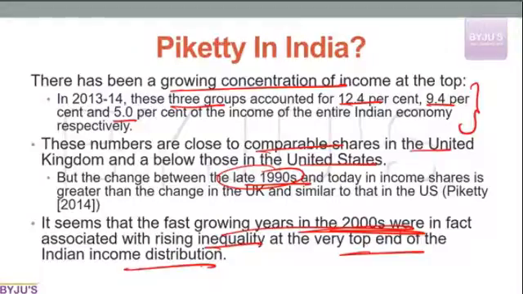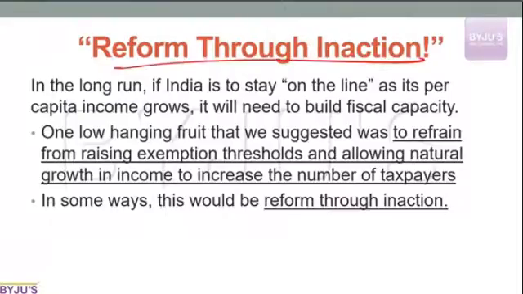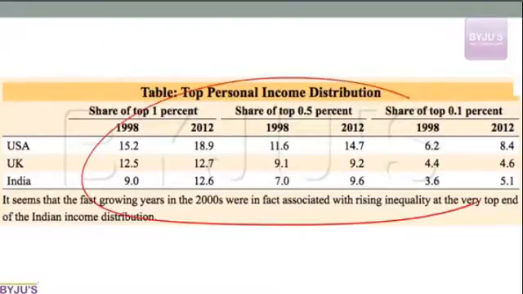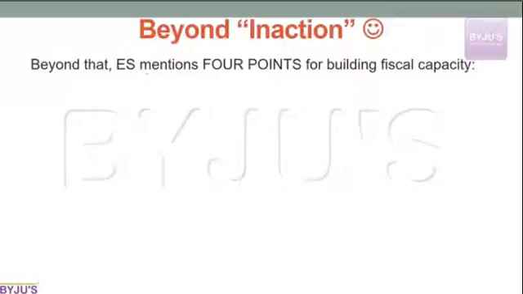So jobless growth obviously will mean that some people start becoming richer, the poor stay poor. Now, reform through inaction is what the Economic Survey says. It's a funny line, so it's useful to use also. If we can just not change the income thresholds and allow natural growth in income to increase the number of taxpayers, that will be a reform through inaction. So this is the income distribution that the Economic Survey highlights.